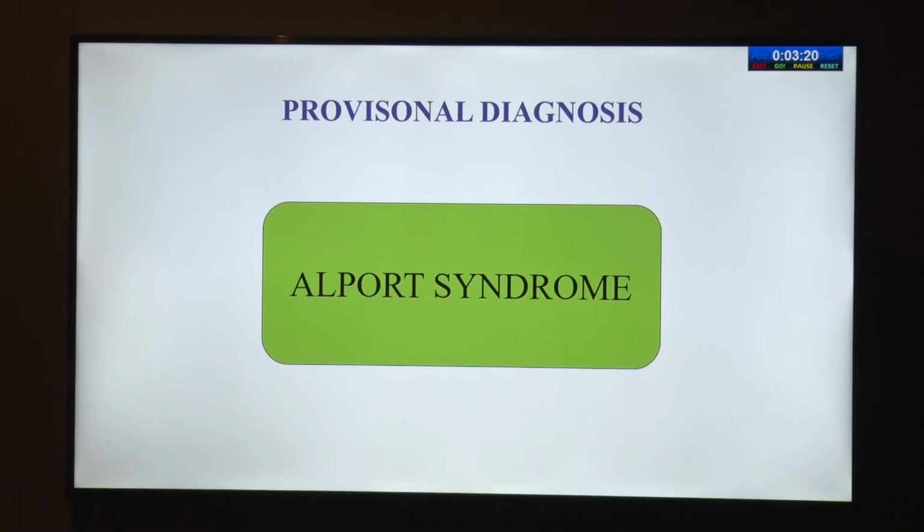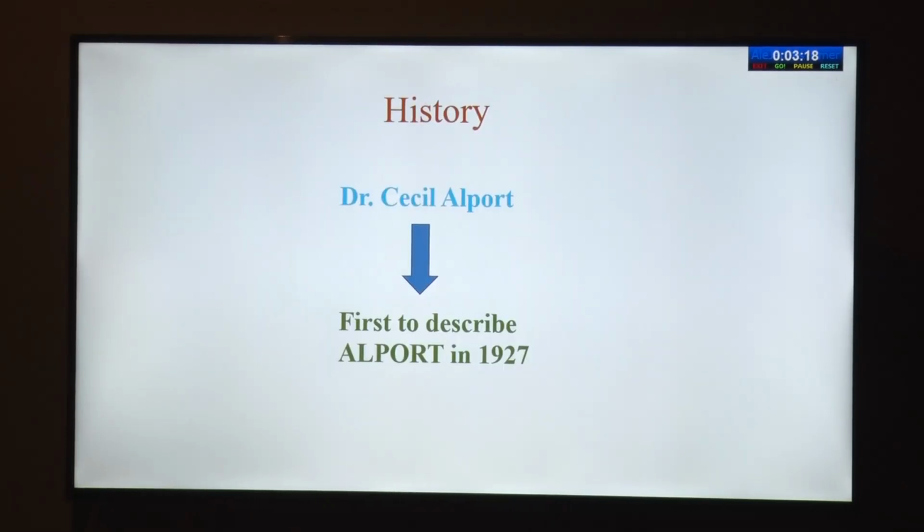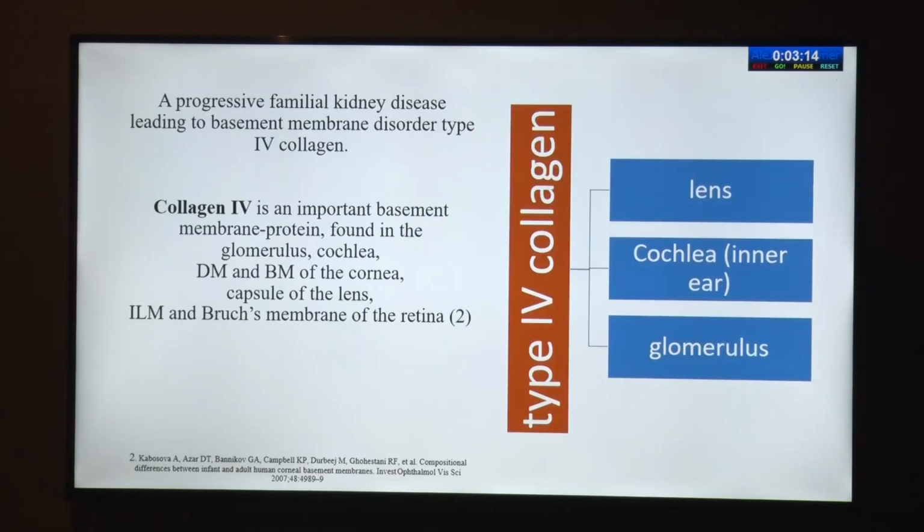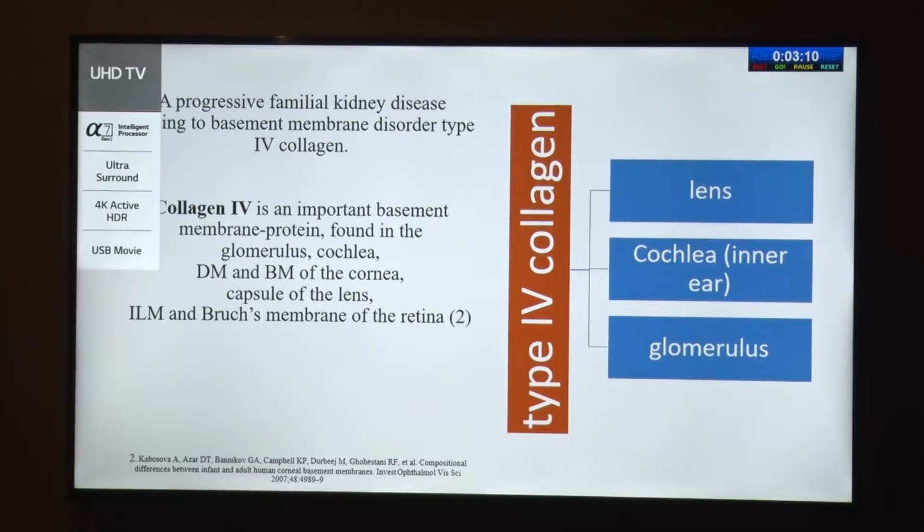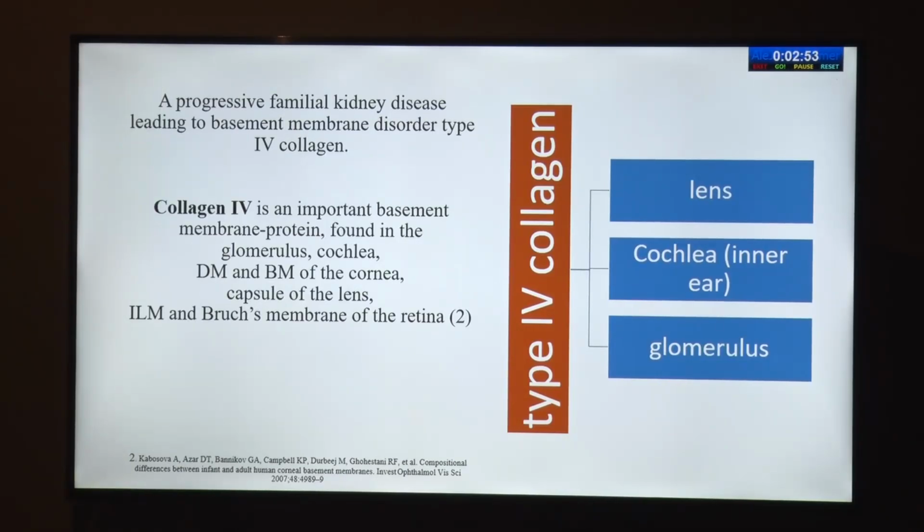A short info about Alport: Dr. Cecil Alport was the first to describe Alport in 1927. It is a progressive familial kidney disease due to a basement membrane disorder, involving type 4 collagen. This type 4 collagen is the most important basement membrane component found in the cochlea, glomerulus, Descemet's membrane, Bowman's membrane of the cornea, anterior capsule of the lens, ILM, and the Bruch membrane of the retina. So all these are affected in Alport.